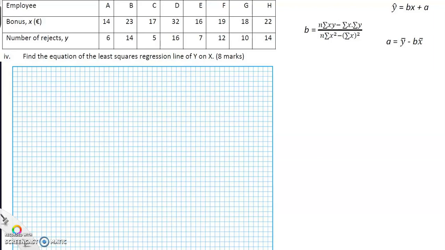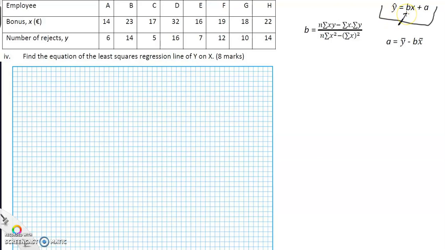Now, part 4, find the equation of the least squares regression line of y on x. What we're looking for here is up in the top right hand corner: y hat equals b times x plus a. This is the equation of the least squares regression line of y on x. That's what it's called.